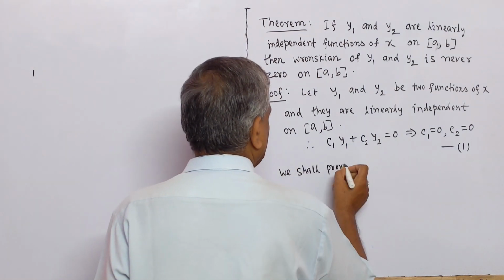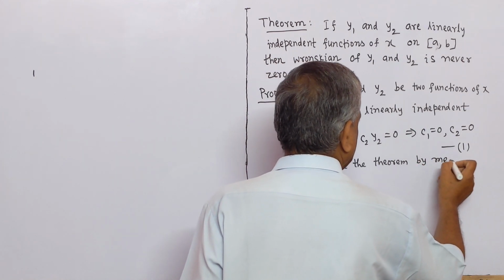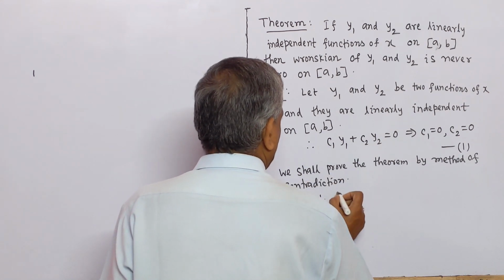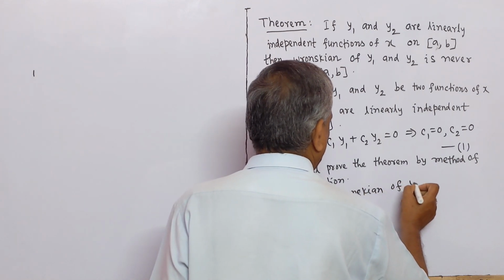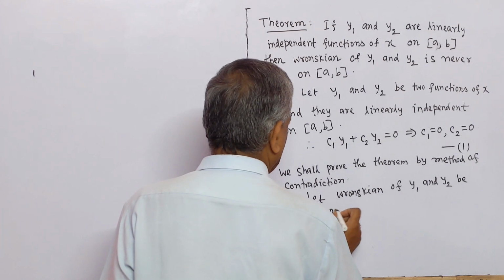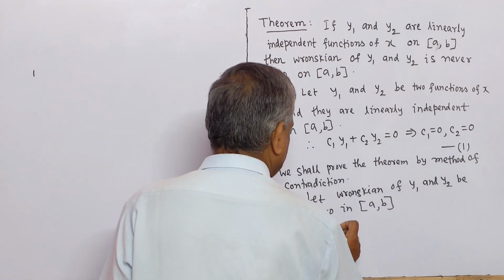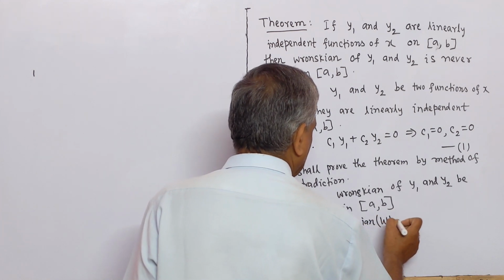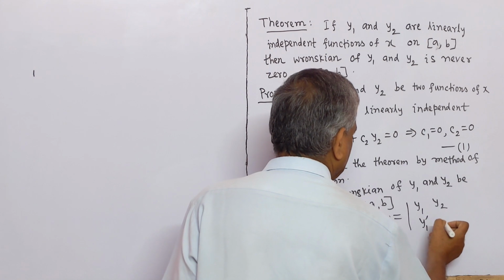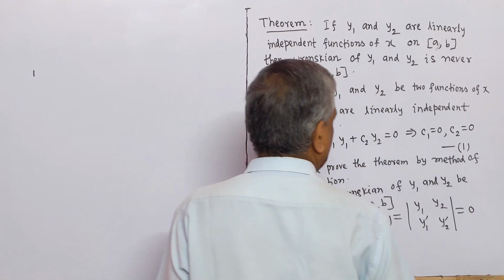We shall prove the theorem by the method of contradiction. Let the Wronskian of y1 and y2 be 0 in the closed interval AB. This implies that the Wronskian W equals the determinant of y1, y2, y1 prime, y2 prime, and this is equal to 0. Let this be number 2.